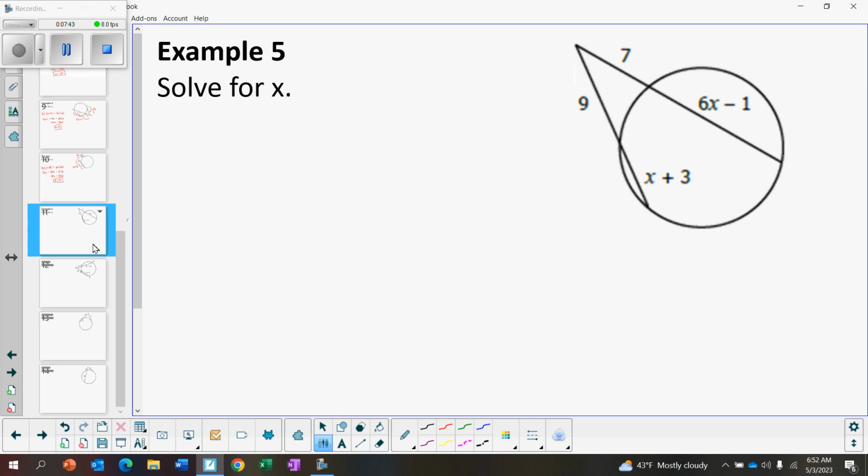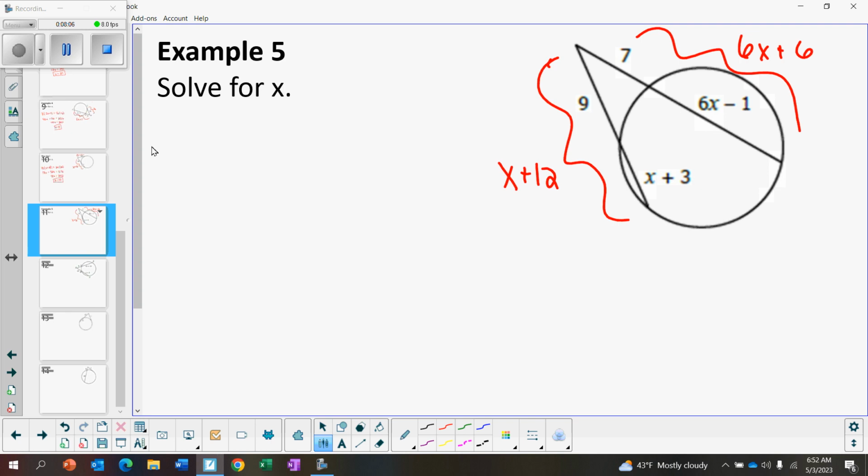All right, so this is still outside. There just happens to be x's on both parts, so that's fine. So if I add this together, 9 plus x plus 3, 9 plus 3 is 12, so that's x plus 12. On this side, 6x minus 1 plus 7, so minus 1 plus 7 is plus 6, 6x plus 6.